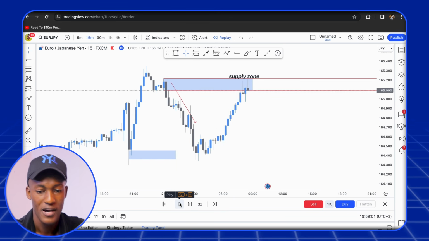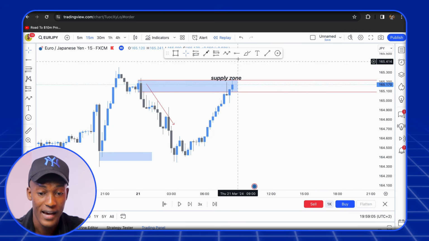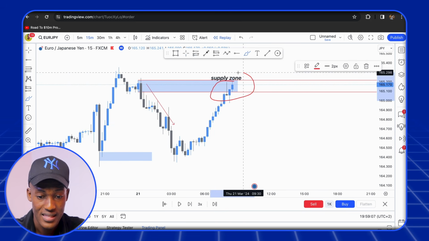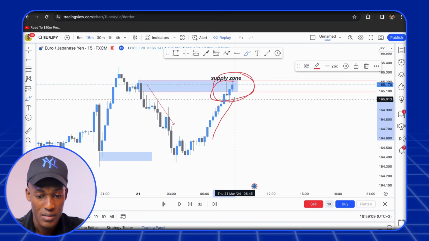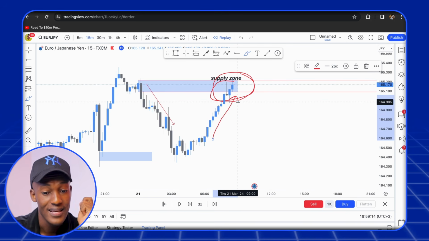So you can see, perfect. So now we can see that the price has now come back to our supply zone. You guys can see this movement of here. So you see the price came over here, and guess what? Well, what we are watching out for now are sales, okay?